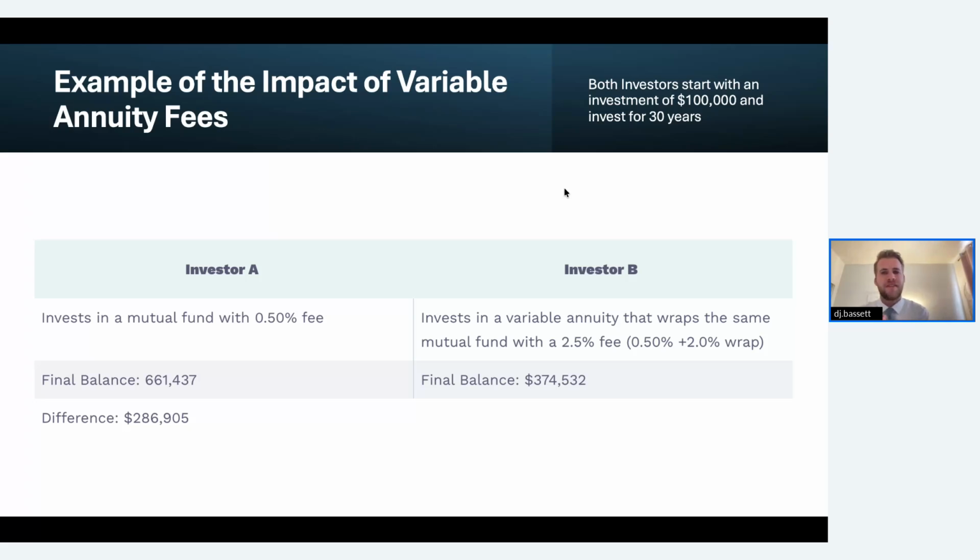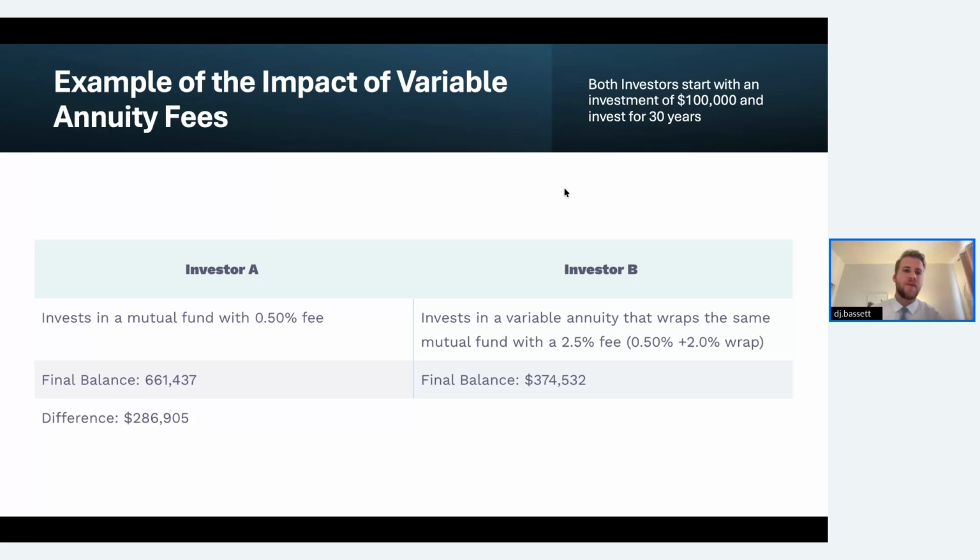Versus investor B, who invests in a variable annuity that wraps the same mutual fund. So we're going apples to apples here, same mutual fund, but with a 2.5% fee. We're going on the low end of that variable annuity fee. If you have a higher one, closer to 3%, this would be even worse, but we'll say 2%. 2% plus 0.5% for the actual mutual fund comes out to a 2.5% fee. So putting in $100,000, you invest it for 30 years in that same mutual fund in both cases.